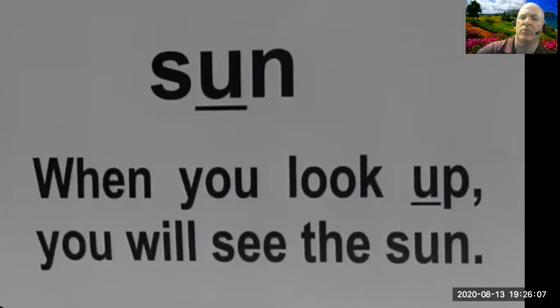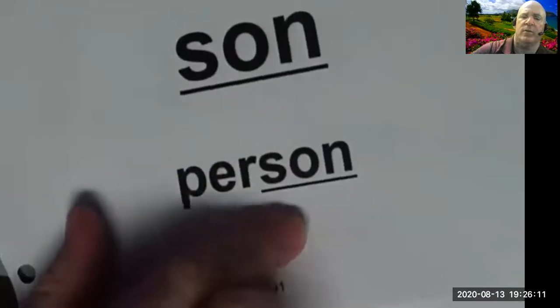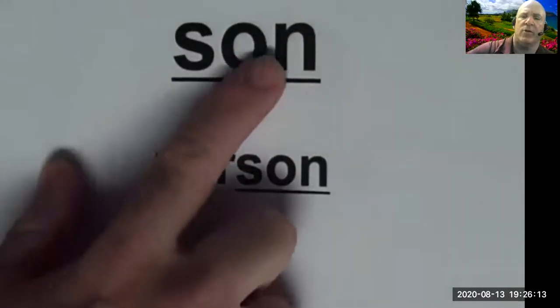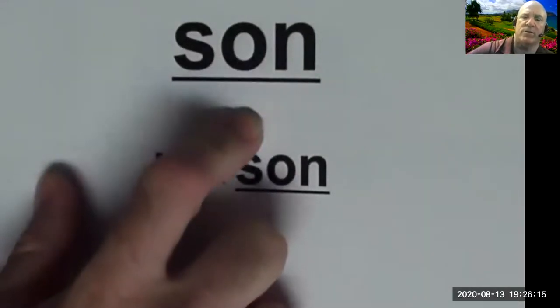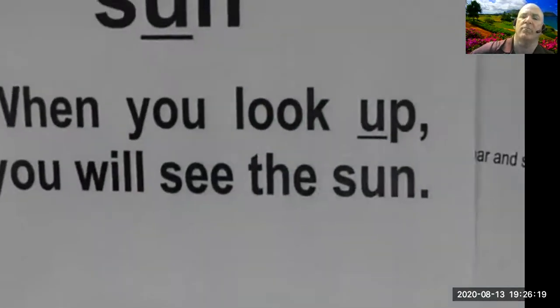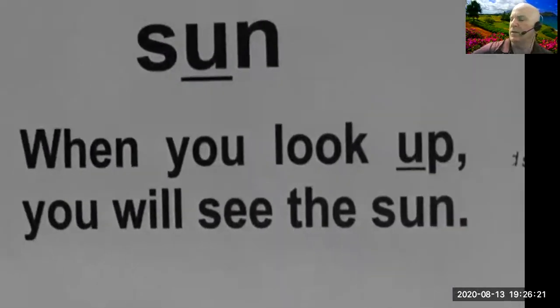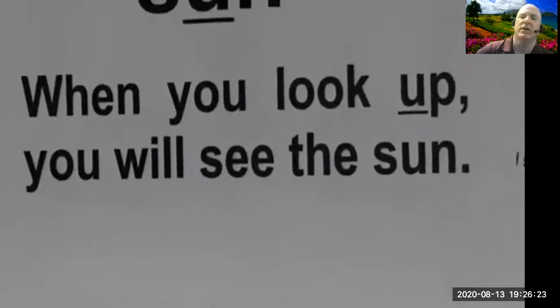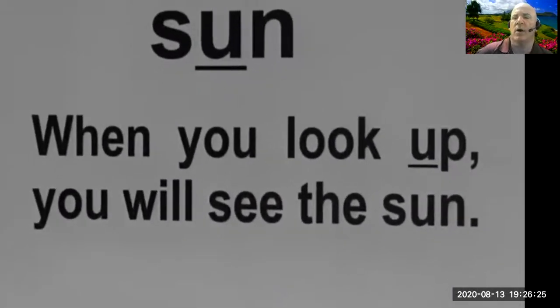Sun, S-U-N, when you look up, you see the sun, and son, my little kid, and you can draw a little stick man because the person is an S-O-N, and when you look up, you see the S-U-N. My son and I took a walk under the sun at the golf course, and that's my background, so that's why I figured I'd use that with you.